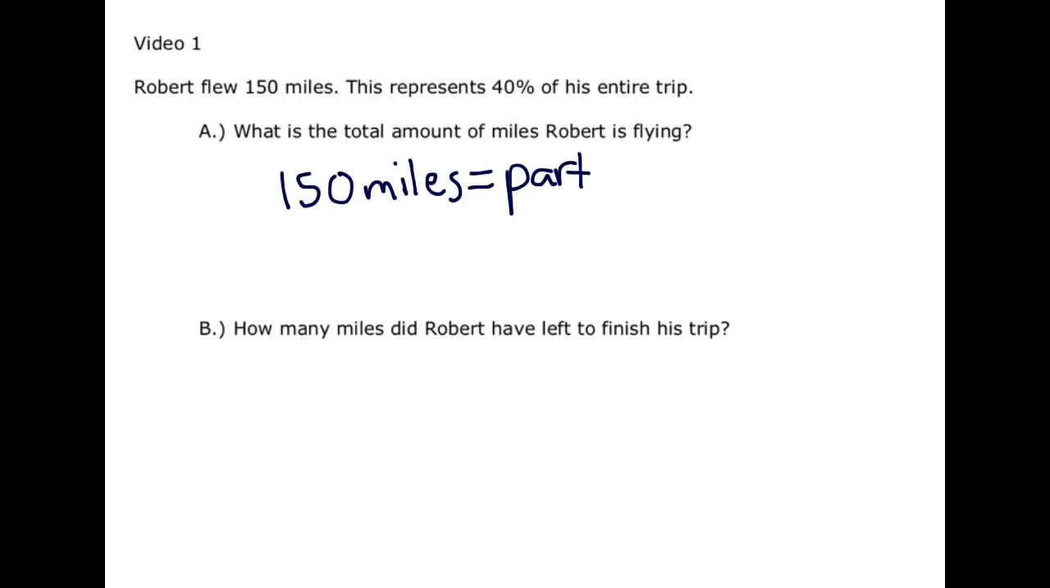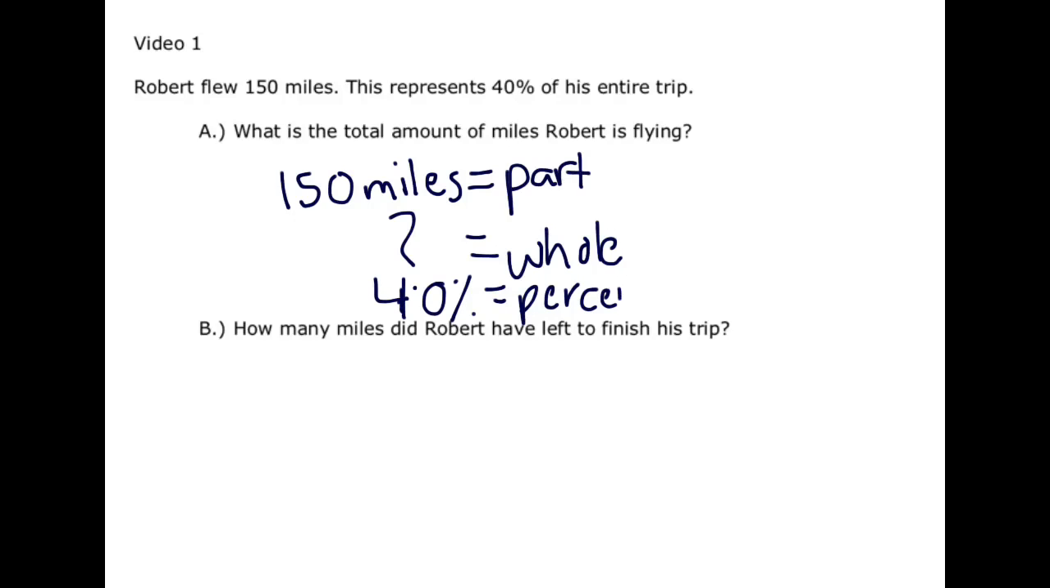So this is part of the whole thing. We don't know what the whole thing is. That's what we're looking for. And we know that the percent is 40%. So with that information, we should be able to set up a percent proportion to figure out how many total miles Robert flew. So I'm going to put my proportion up here.